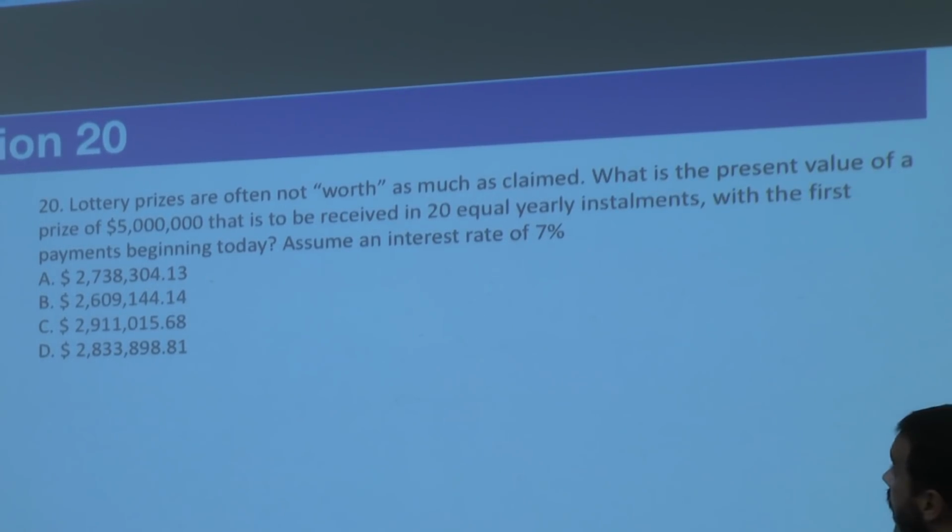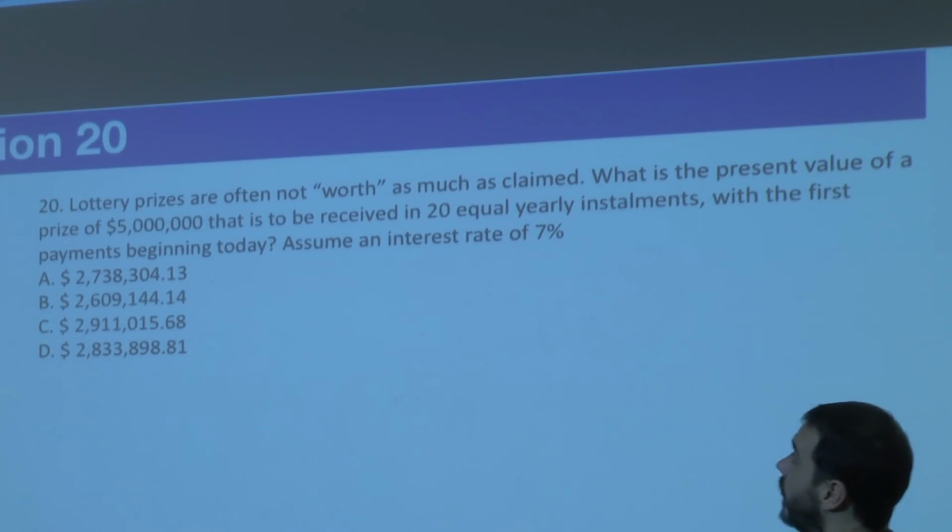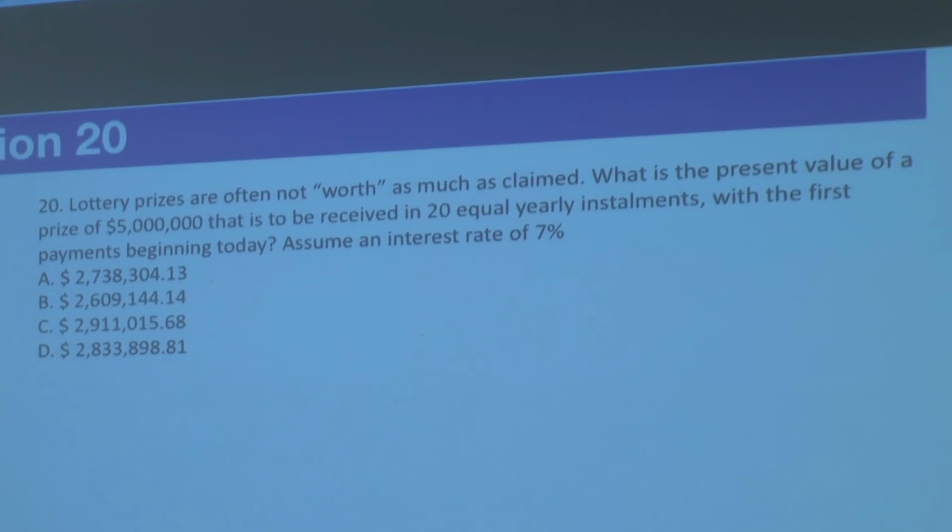Lottery prizes are often not worth as much as claimed. What is the present value of a prize of $5 million that is to be received in 20 equal yearly installments with the first payment beginning today? Assume an interest rate of 7%. How do I do this?